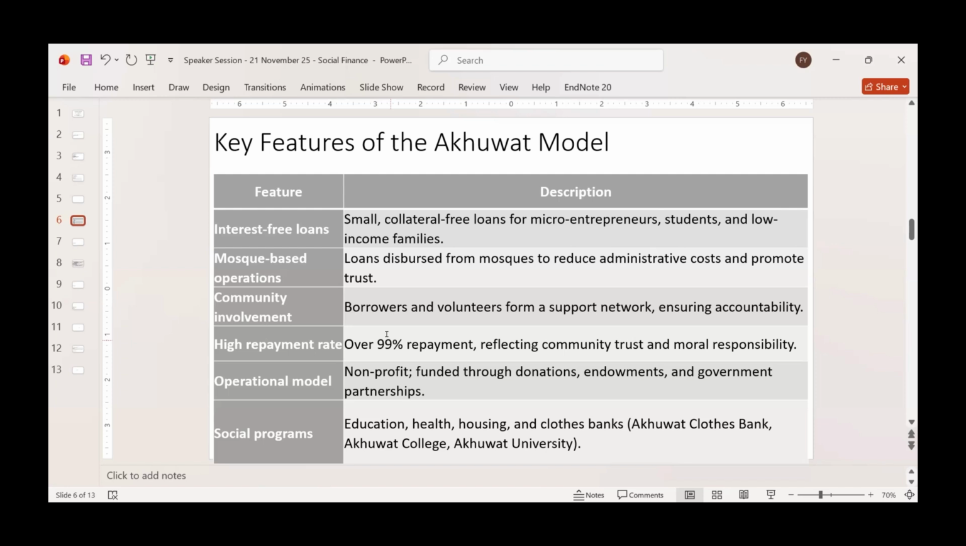Now this is one of the very prominent factors of the Akhuwat model, which rarely exists in any other microfinance: the repayment rate is 99.9%, which reflects community trust and moral responsibility. Operation model, non-profit funded through donations, endowments, and government partnership. And they have different social programs for education, health, housing, and cloth banks. Like we have Akhuwat Cloth Bank, Akhuwat Colleges, and now Akhuwat University is under construction.